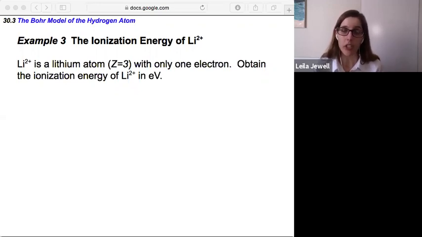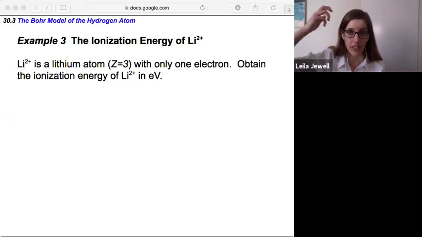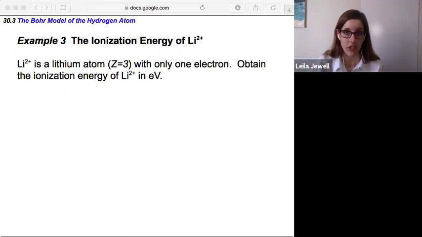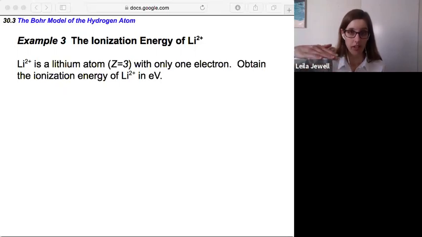A lithium atom with only 1 electron, that's what the 2+ means. Obtain the ionization energy of Li2+ in electron volts. So we want to consider here the ground state, and we want to take something from the ground state to basically out of there to get kicked out of the atom. So we can look at the energy levels of what is the difference in energy between the ground state and an energy of 0 when we know it's removed.